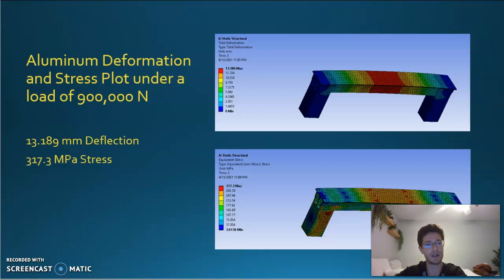So at that load, I got a deflection of 13.1 millimeters, which is way bigger than the original analysis. And as you can see on the stress plot and with the maximum stress value, the metal just failed with such a large load and a maximum stress of 317 megapascals.